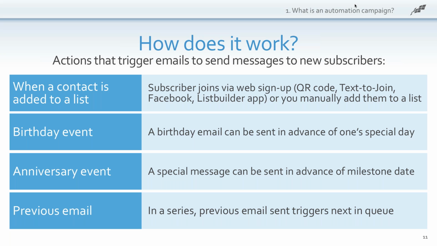So once they're added by any of these methods, it's going to trigger an autoresponder. You could also trigger an autoresponder for a birthday email in advance of a birthday. It could be the client's birthday, or it could be the client's pet's birthday. You know, it's up to you. Anniversary event. Or the last way is a previous email. And so this is a series of emails that you have set up because they've joined a certain list that you have identified. And we're going to talk about that in more depth here.